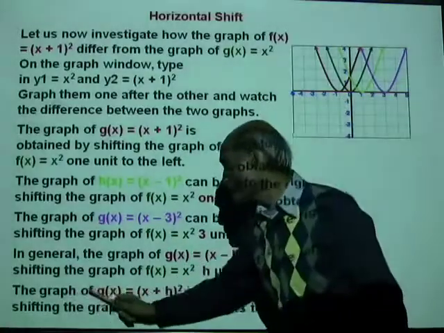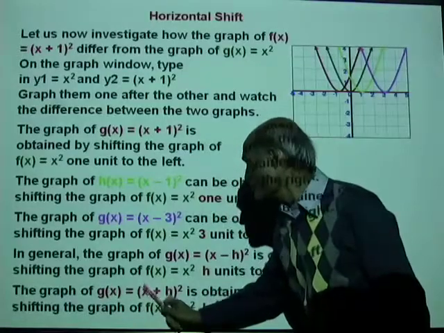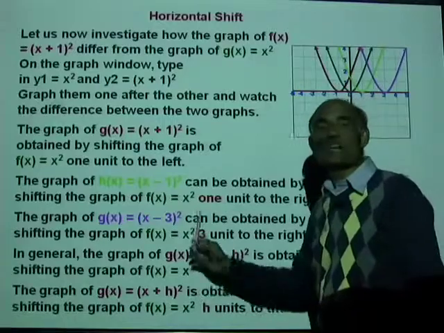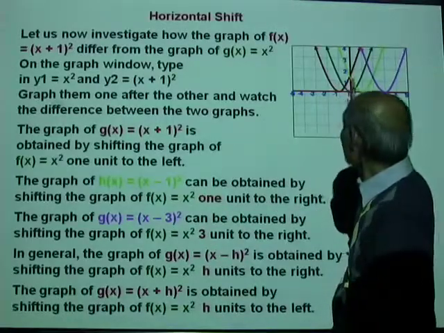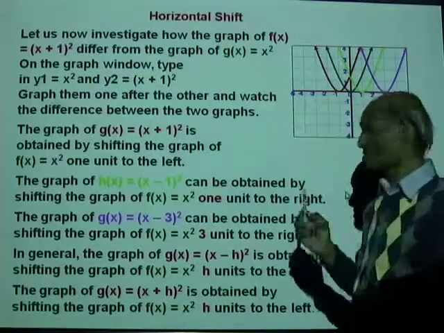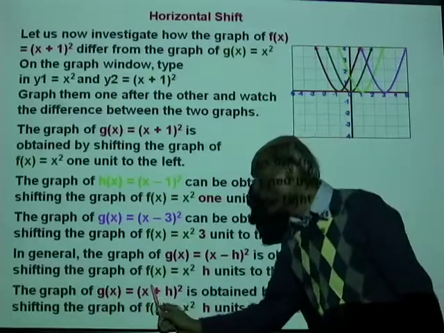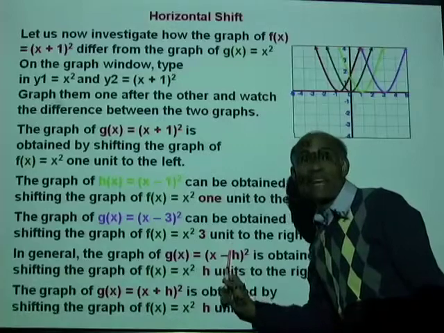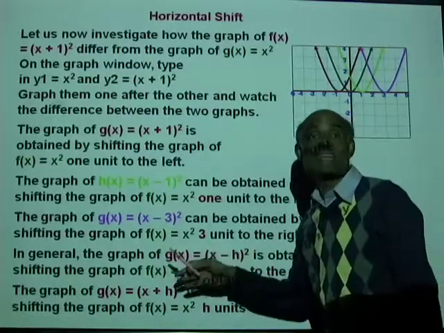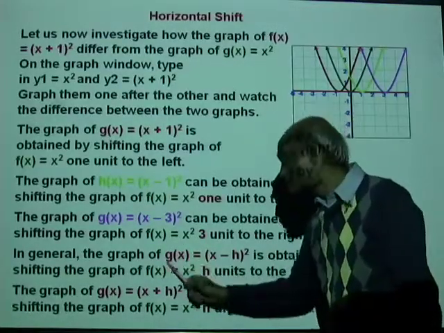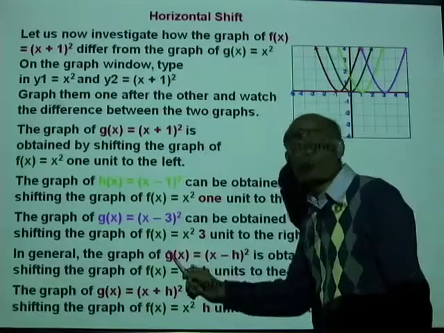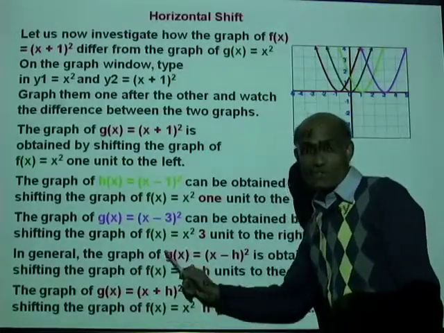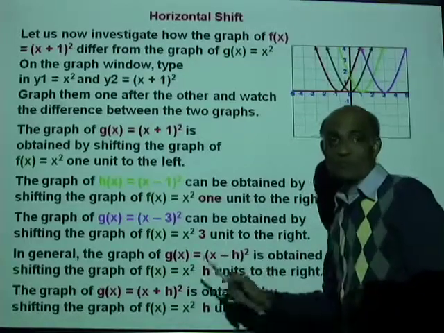And look at this, the graph of g of x equal to (x plus h) all squared is obtained by shifting the basic graph h units to the left. And you can see this x plus h can be obtained by using an h value that is negative. And this is the standard form that is always used, and not this. Alright? So keep note of that. This is our standard form.